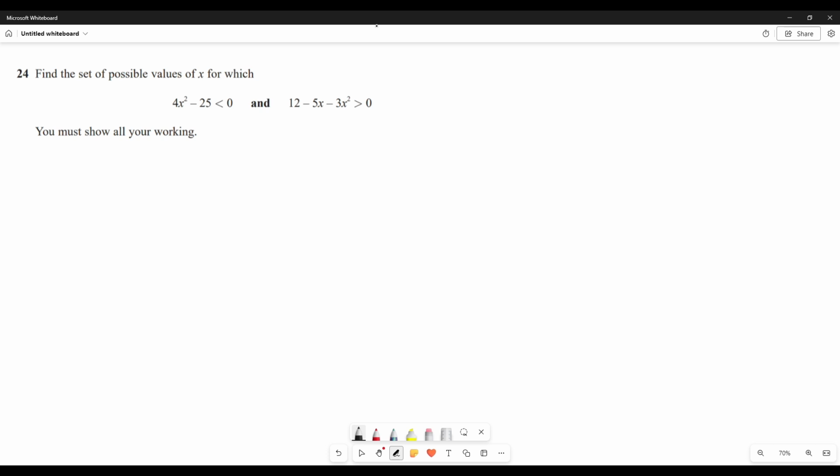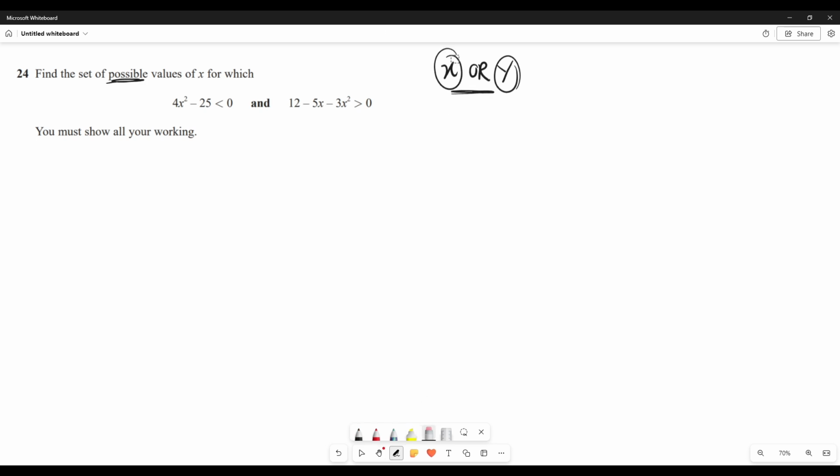So the question says, find the set of possible values for x from which 4x squared minus 25 is less than 0 and 12 minus 5x minus 3x squared is more than 0. Okay, so first of all, you can see that it says find the set of possible values. When it's possible values, you always know you're going to write an inequality, because what possible means is it could be something or it could be something else. There's different values it could be.